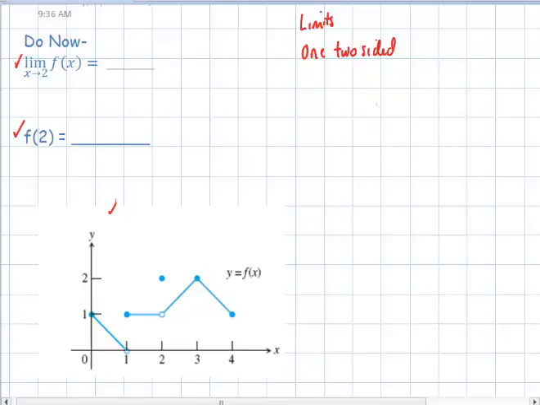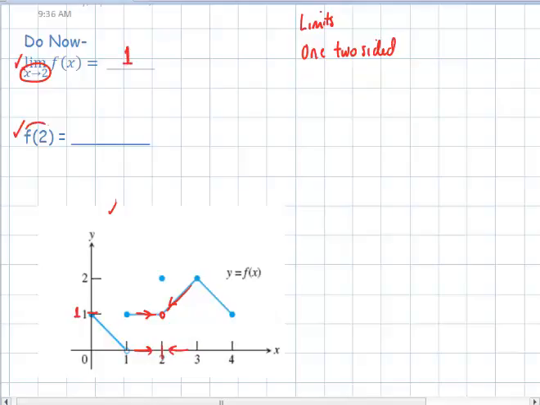Okay, so hopefully you had a chance to do this. If we're doing the limit as x approaches 2, what we want to think about is as we approach from the left and from the right on the x-axis, see how we're approaching towards 2 from the left and towards 2 from the right, we see that the function value is heading to a value of 1. So the limit would be equal to 1.